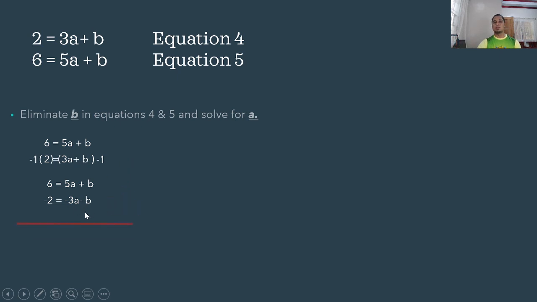Solve this simultaneously. We can now cancel out B. And what's left is A. There we go. 4 is equal to 2a. And we will be looking for the value of a. So how are we going to do that?